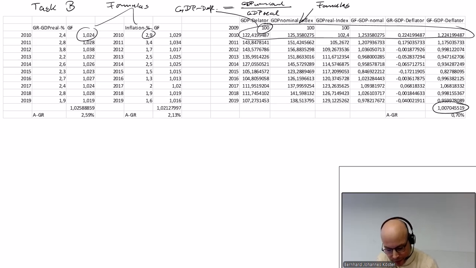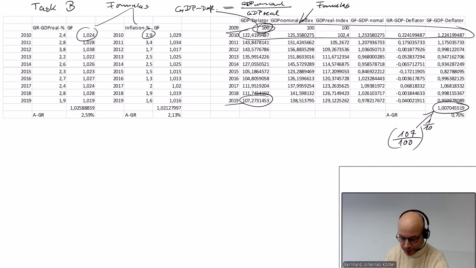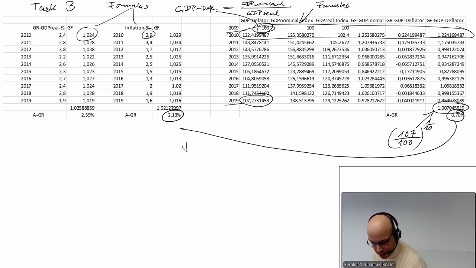And here also, this would be then, for example, 107 over 100 to the power of 1 over 10, because 2019 minus 2009. Yeah, and then especially you should compare these two numbers.